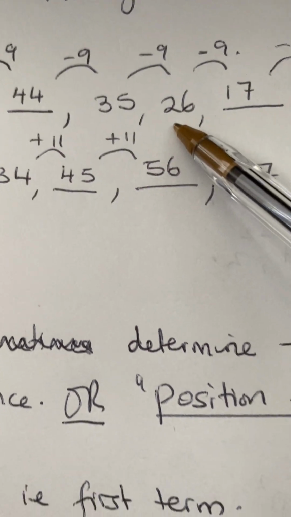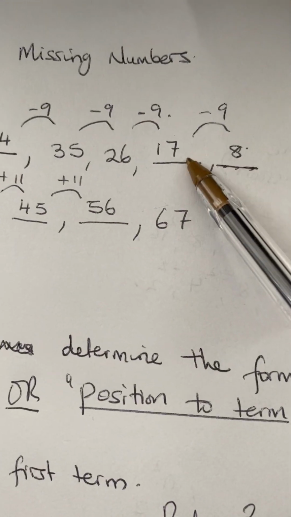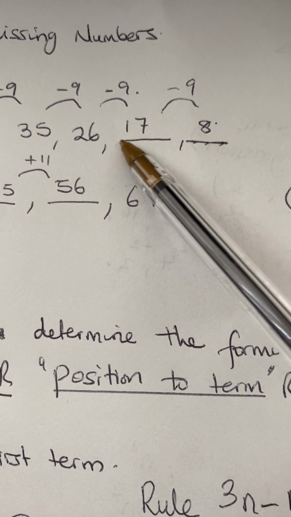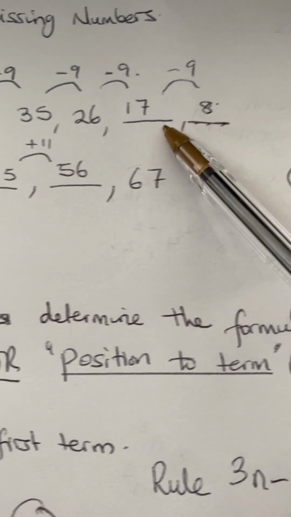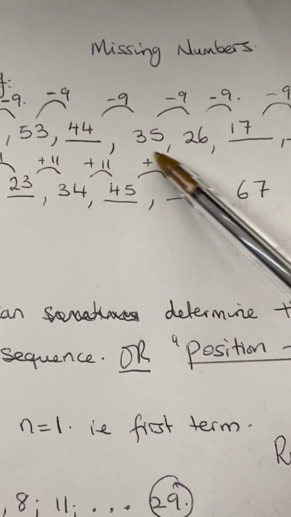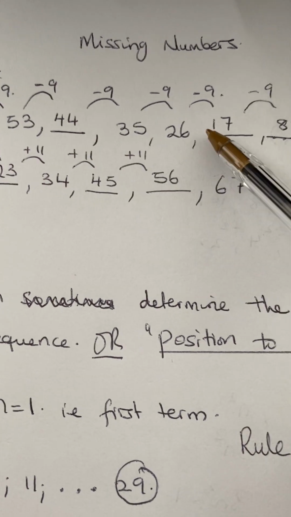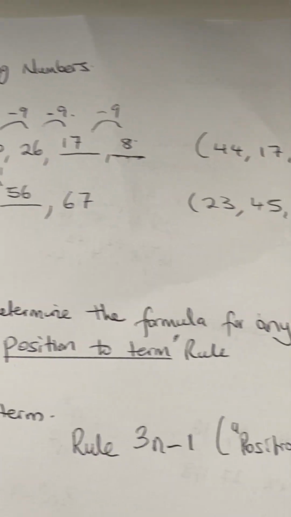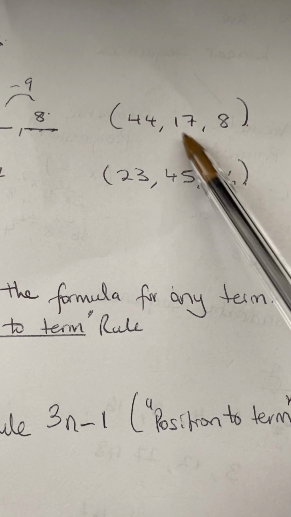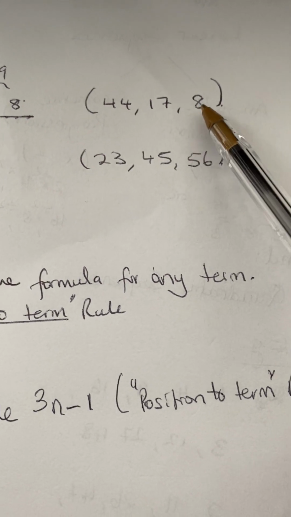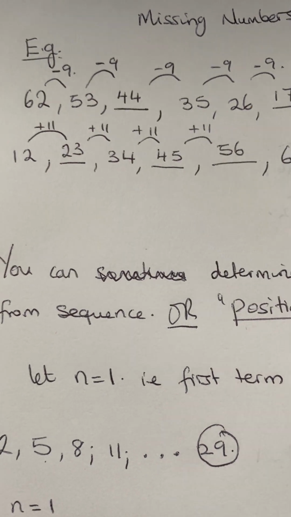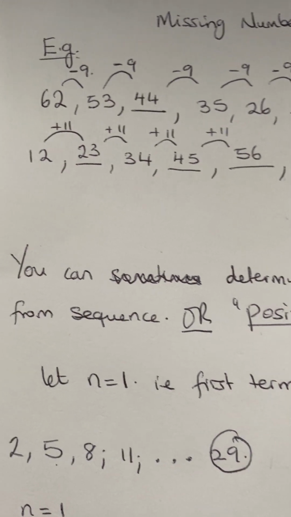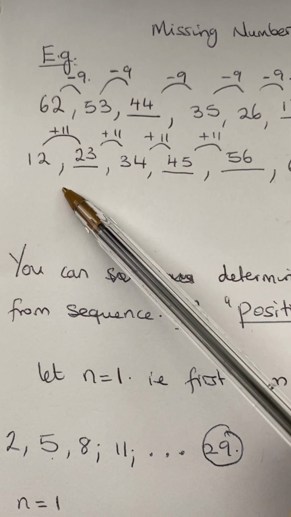Minus 9, 26. Minus 9 again, 70. So that's my second missing number. Minus 9 is 8. So my missing numbers for this sequence will be 44, 17, and 8. So these are the missing numbers here: 44, 17, and 8. Okay, so you can be given a sequence, and then you'll be asked to find the missing numbers.